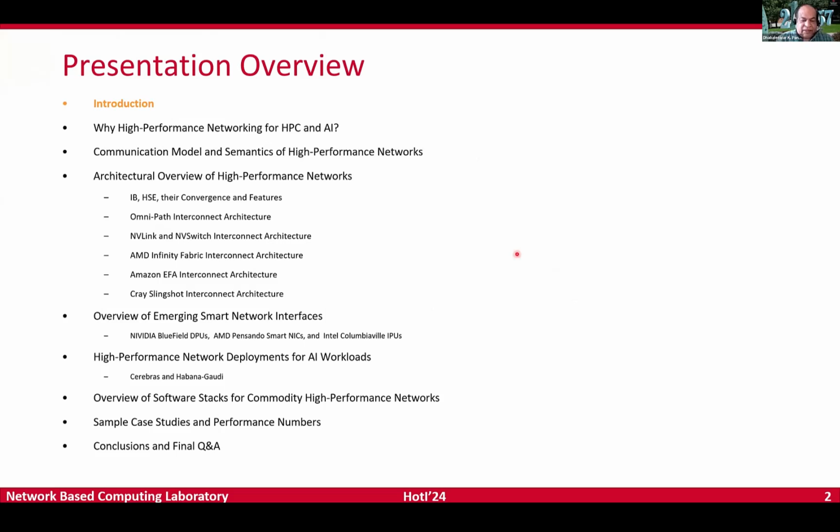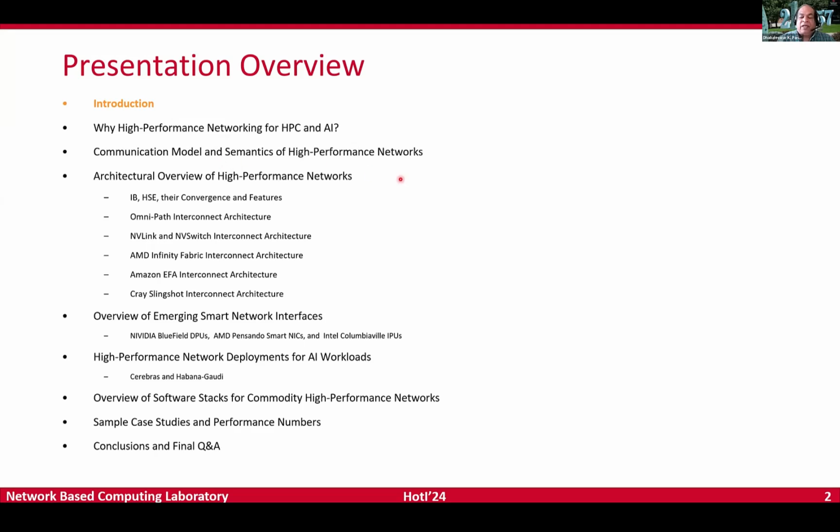So the outline will be like this. We'll have an introduction, just a very high level introduction, followed by asking why we are talking about high performance networking for HPC and AI. Go through a little bit of the past history, what has happened, and why networking like InfiniBand, high-speed Ethernet, RoCE, Slingshot, all these are coming into important focus these days. And then we'll go into more details.